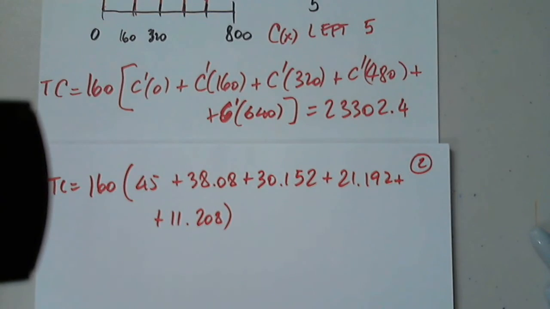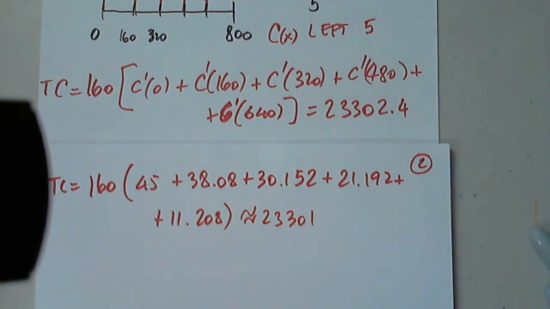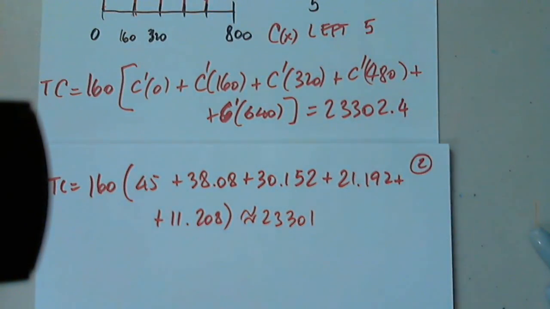Okay, perfect. This is, of course, not exact. What I got with my method was exact, but this is acceptable. It's close enough. 23301, and the exact is 23302.4. So this is approximately 23301. And with my method, with the statistical application that you saw, the one variable stats, that was the correct answer. And this is good enough.